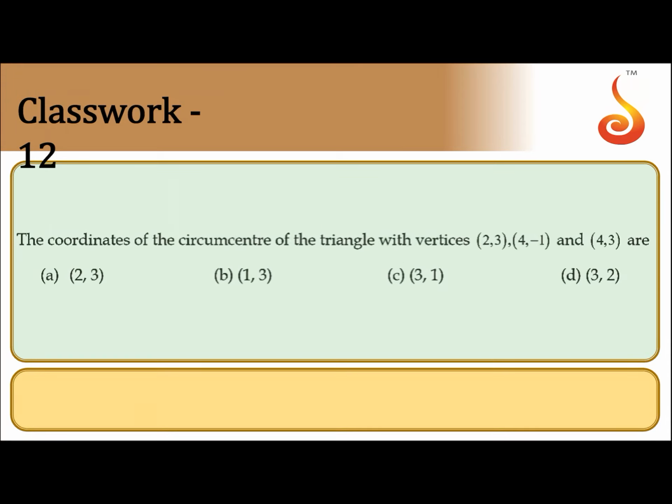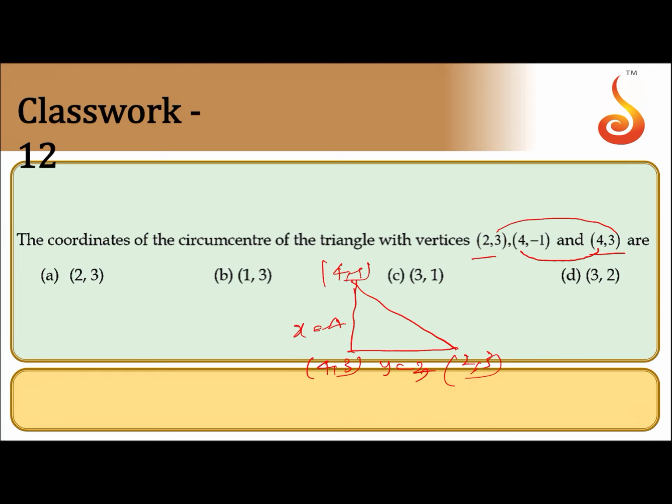Coming to the next one, the 12th one. The coordinates of the circumcenter of the triangle with the given vertices. If you observe the coordinates given to you carefully, (2, 3) and (4, 3), the y coordinate is the same. So you are getting 2 points which lie on the line y equals 3. And here also the x coordinates are the same, and therefore the 2 points lie on the line x equals 4. That means definitely the 3 points would form a right angle triangle. And the right angle triangle has vertices (4, 3), this point, and this is (2, 3), and this is (4, -1).